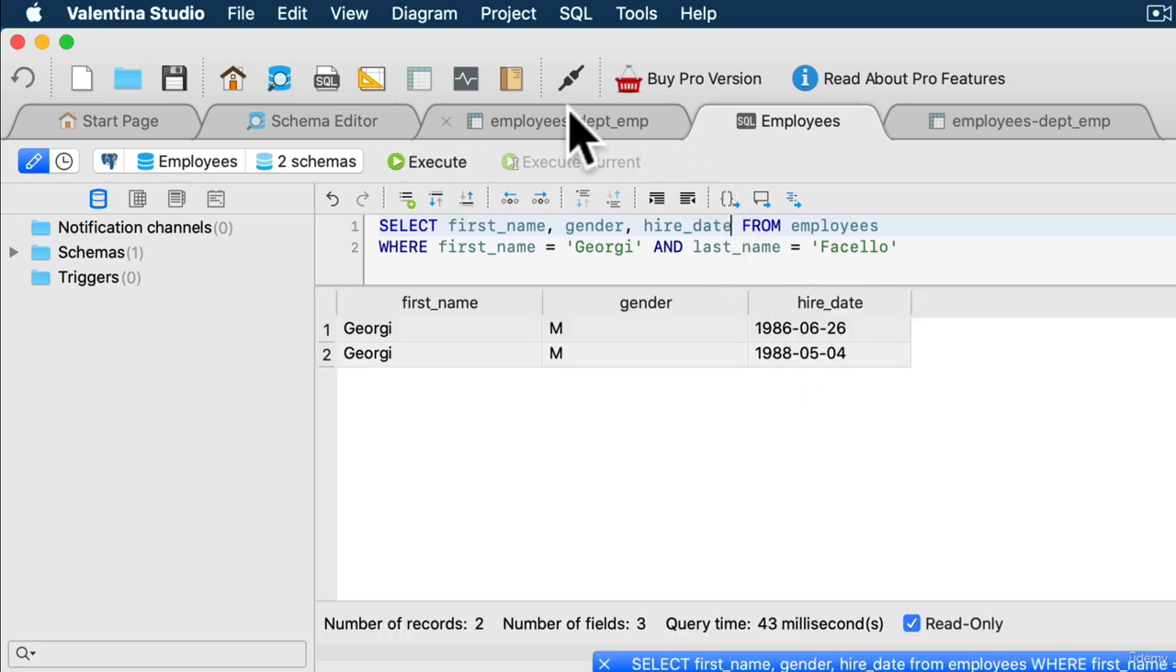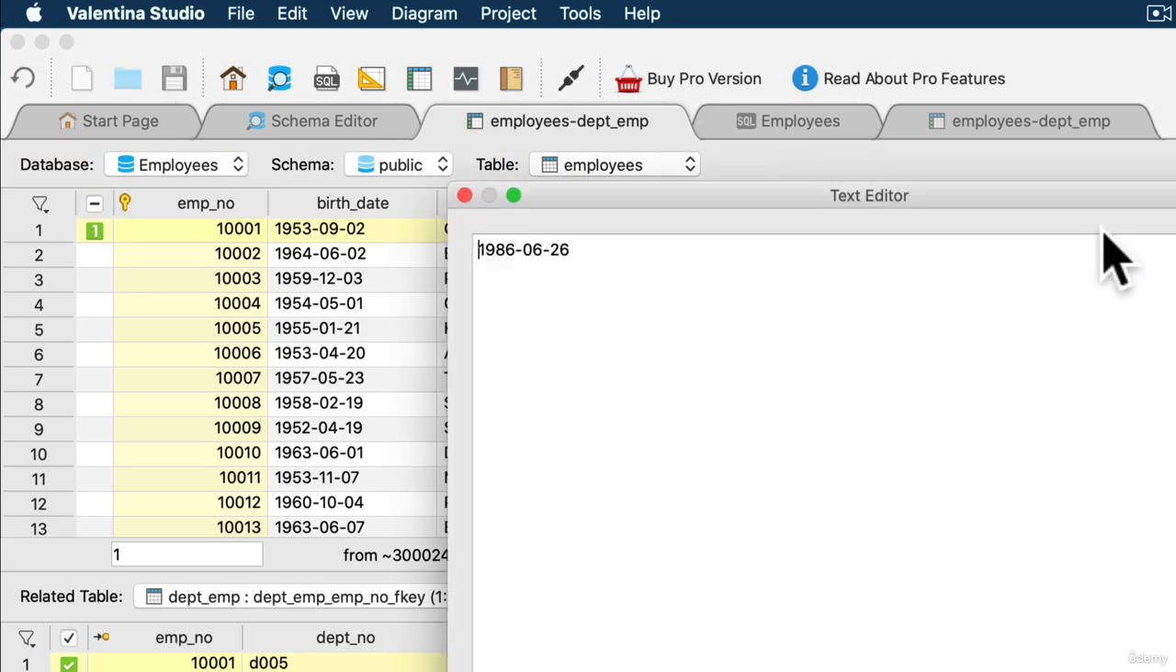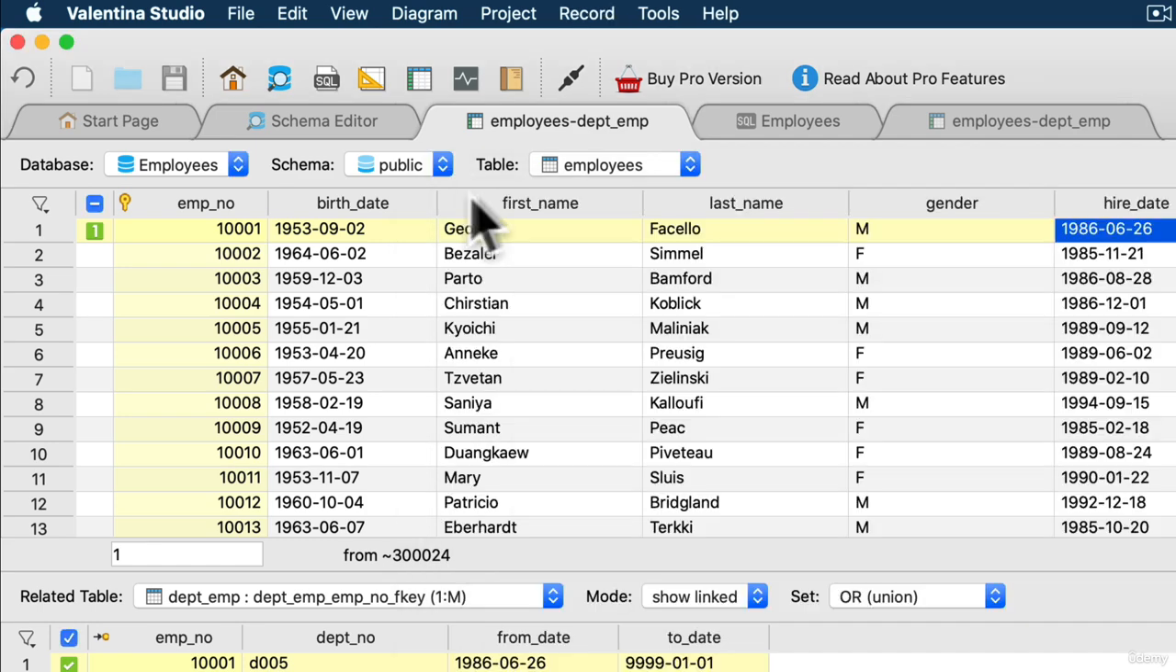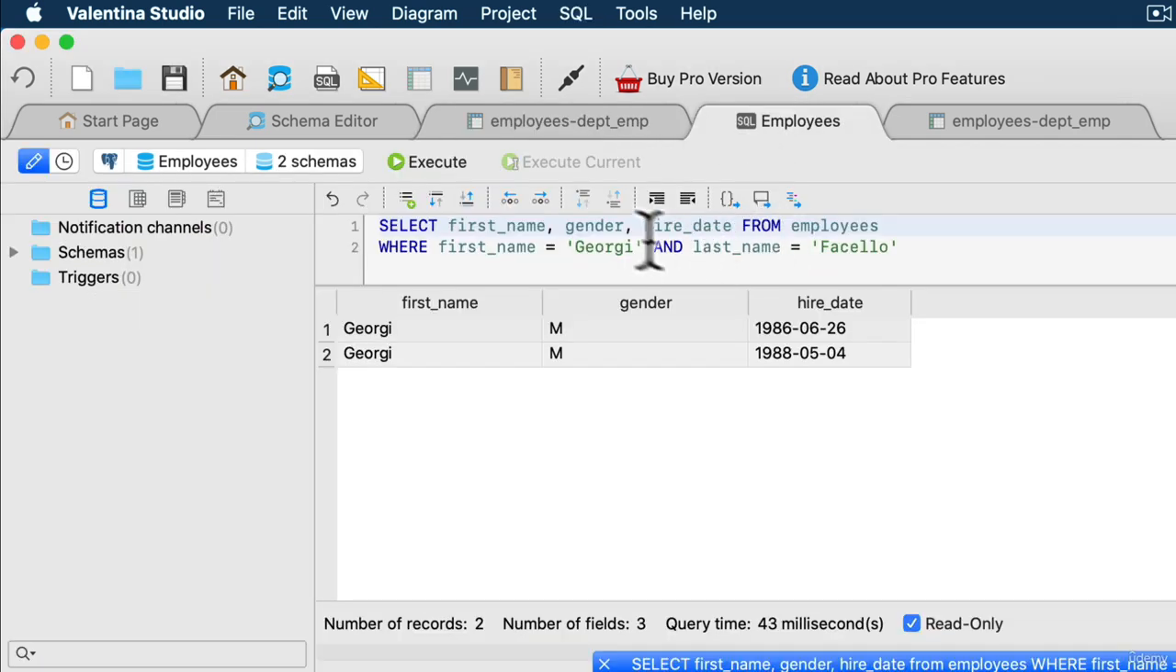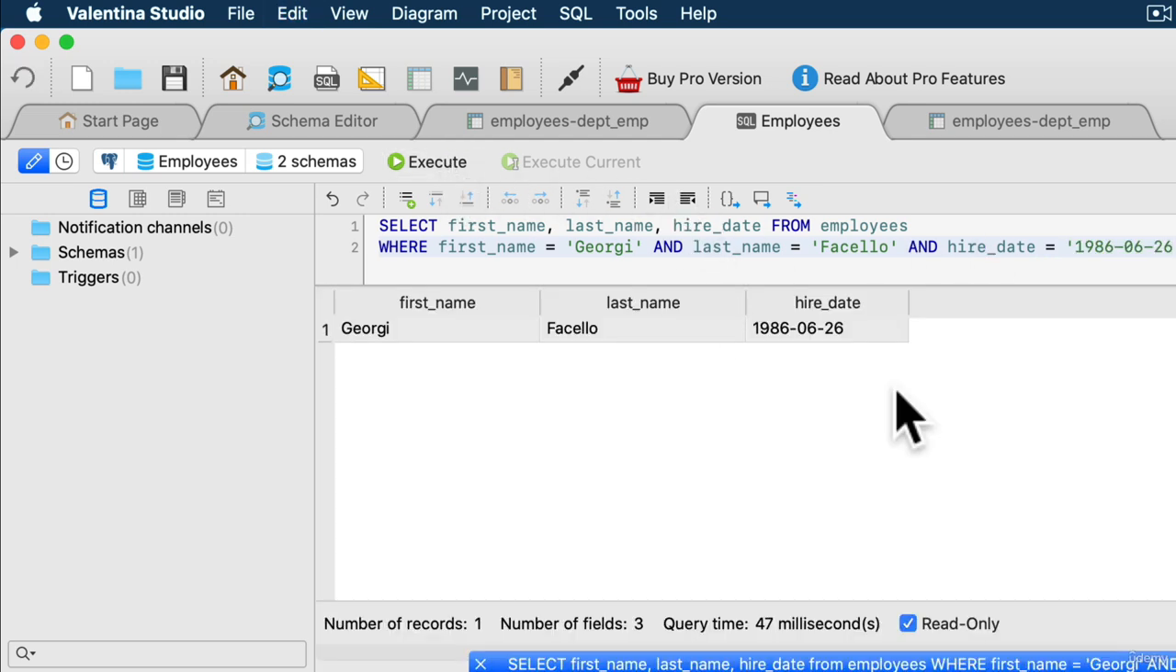Yes, it does. So we want to get this specific Georgie. So let's copy that. And let's say that we pulled their last name and their hire date. And let's say and hire date equals, let's filter that out. And here we got it, one single result.